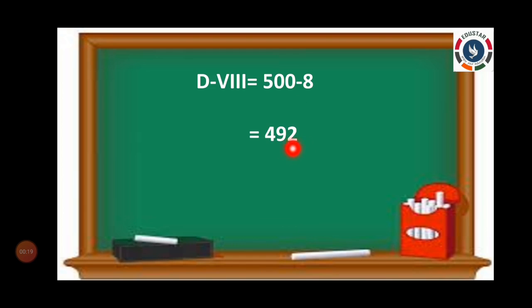So what is the value for 400? CD. What is the value for 90? XC. What is the value for 2? II. So CDXCII.